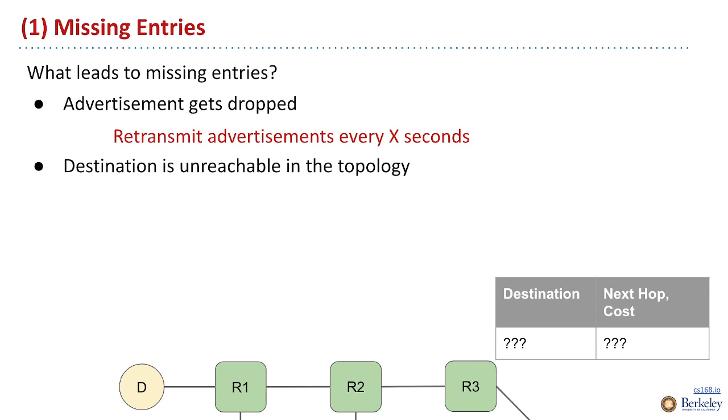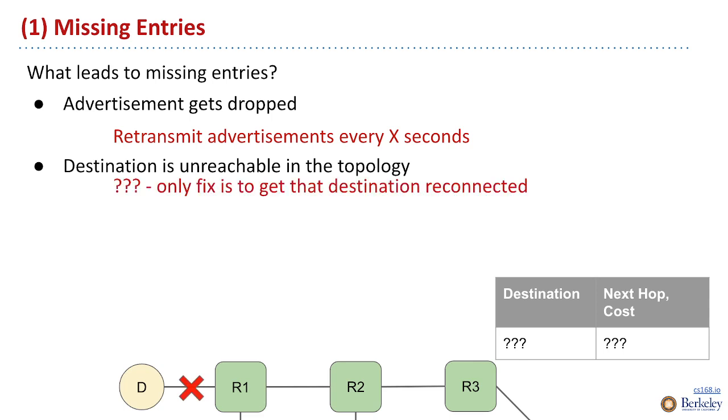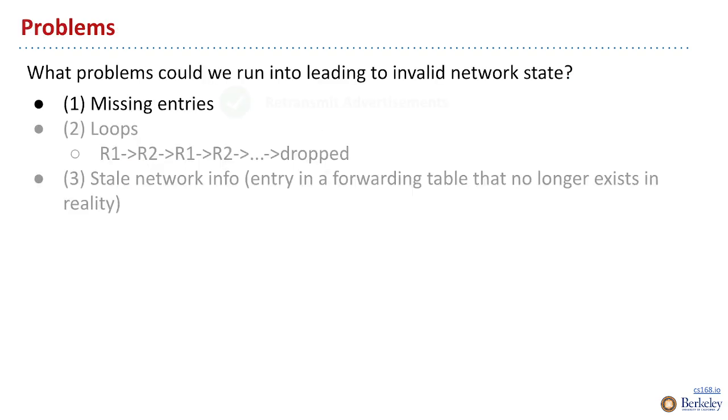Yeah, as long as we resend every certain number of seconds. As long as our link is not always dropping packets, and it has some percent chance of making it, then if we just keep retrying, eventually the packet is going to make it. And so that works really well, actually. We just retransmit every X seconds. However, if the destination is unreachable, there's not really any fix for that. Your only option is to get the network connected again, and that's not really something we can fix with routing. So cool, this first problem, we have a solution for.